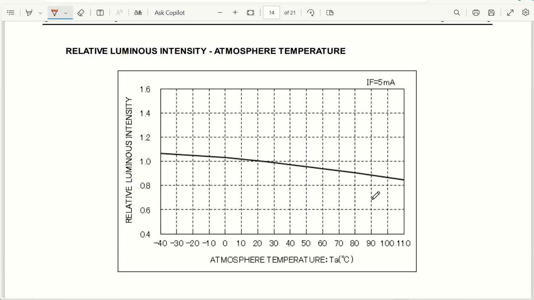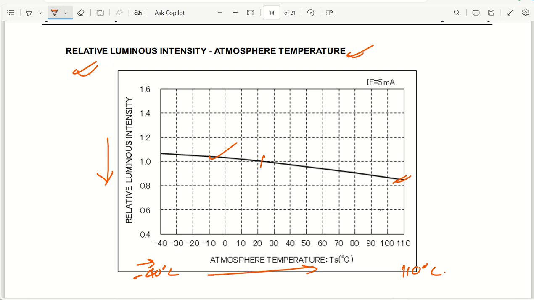Coming back to this, if you come down here, we have relative luminous intensity versus atmospheric temperature. As you can see, my temperature is starting from -40 degrees centigrade to 110 degrees centigrade. As my temperature is increasing, my relative intensity is actually decreasing. Up to around 25 or 20 degrees centigrade, we have relative intensity of more than 1, that is 100%. As you go to higher temperatures, my relative intensity decreases and goes down to around 0.75, that is 75%.